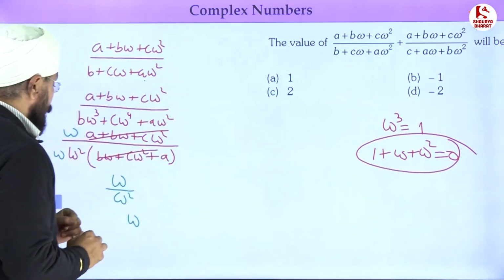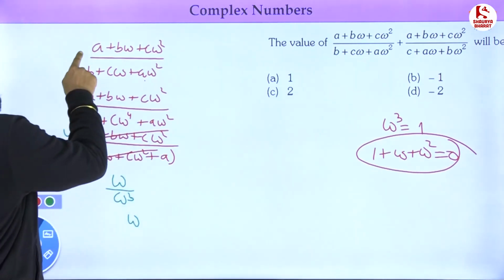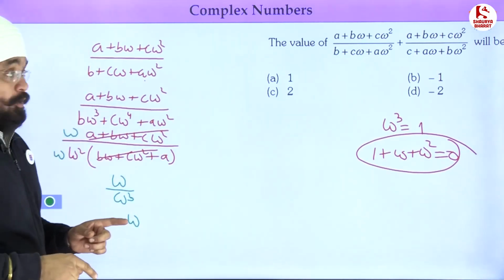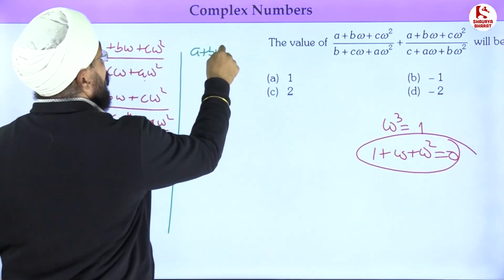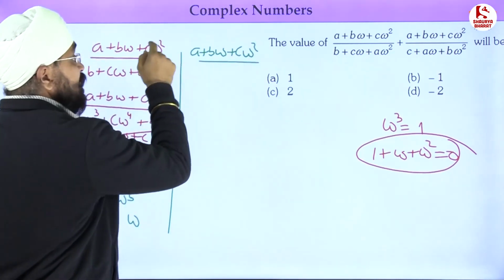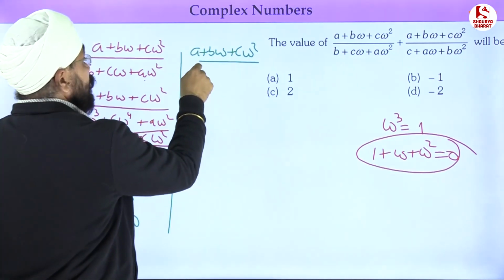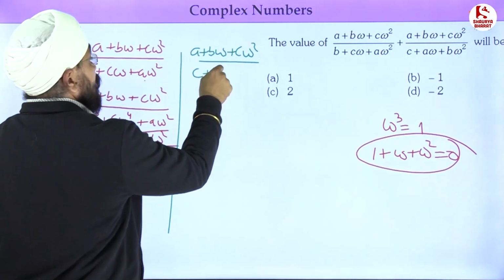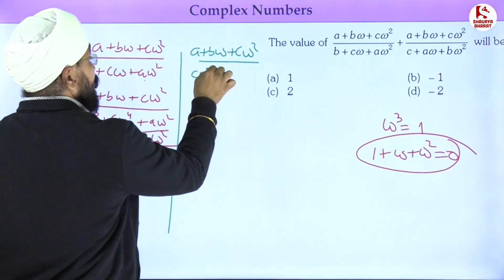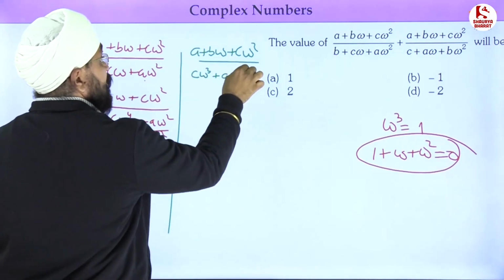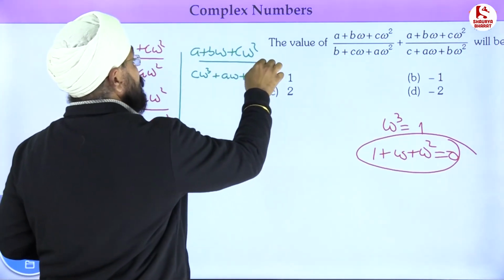The other part we can do here is with ω³. If I convert the denominator, the same format can be obtained. Going with the second part, a + bω + cω² in the numerator, in the denominator we want a free, so I write c + aω + bω². Here c is multiplied by ω³, then aω, then bω², which we can write as ω⁵, or just ω².